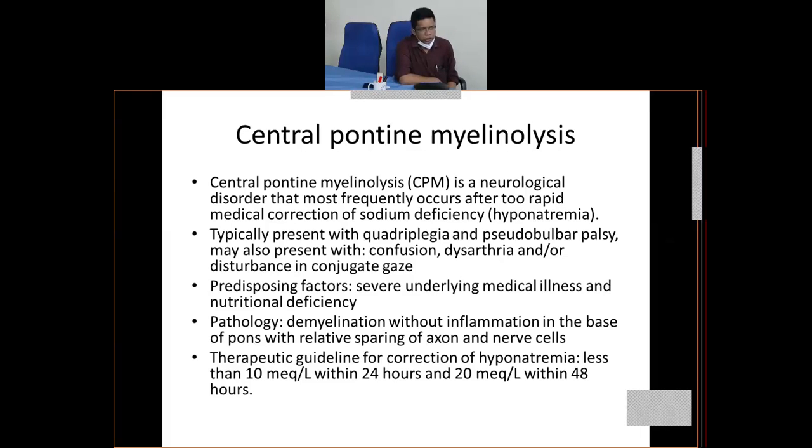The therapeutic guideline for correction of hyponatremia is less than 10 milliequivalents per liter within 24 hours, or 20 within 48 hours. So roughly, if the patient has a sodium of 110, then over the next 24 hours you can correct up to less than 120, and over the next 48 hours you can correct up to 130. So to bring it to the normal level, you should take a minimum of 72 to 96 hours.